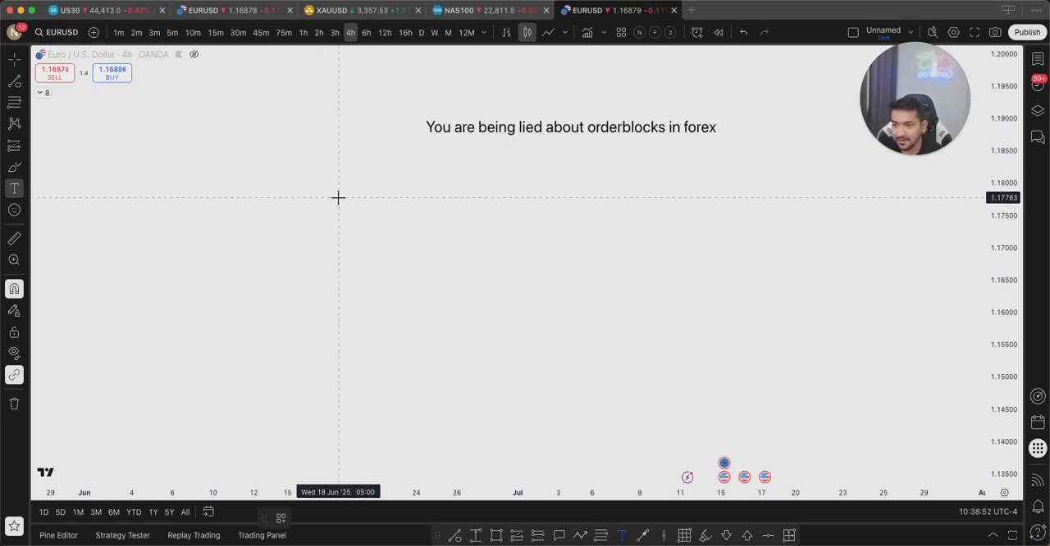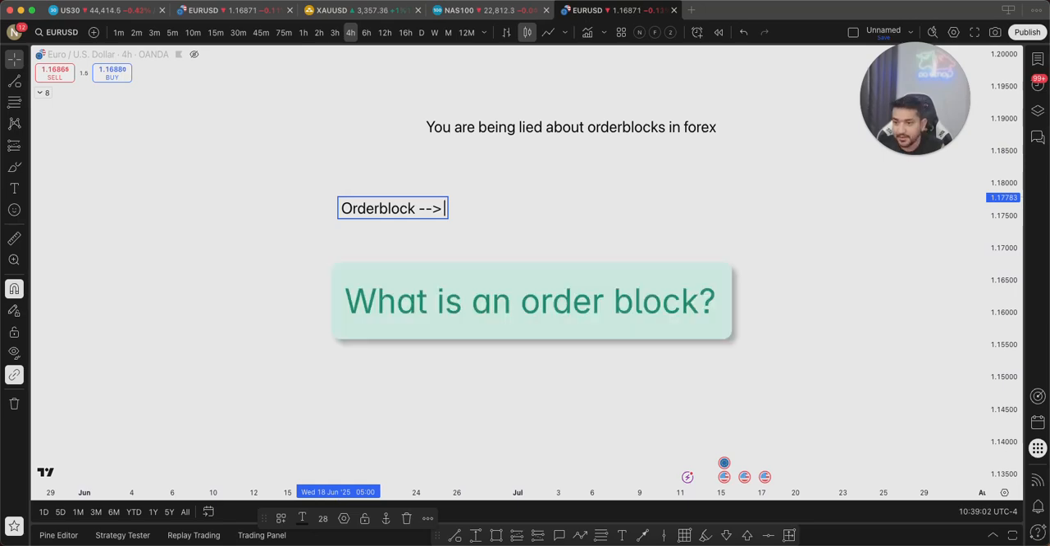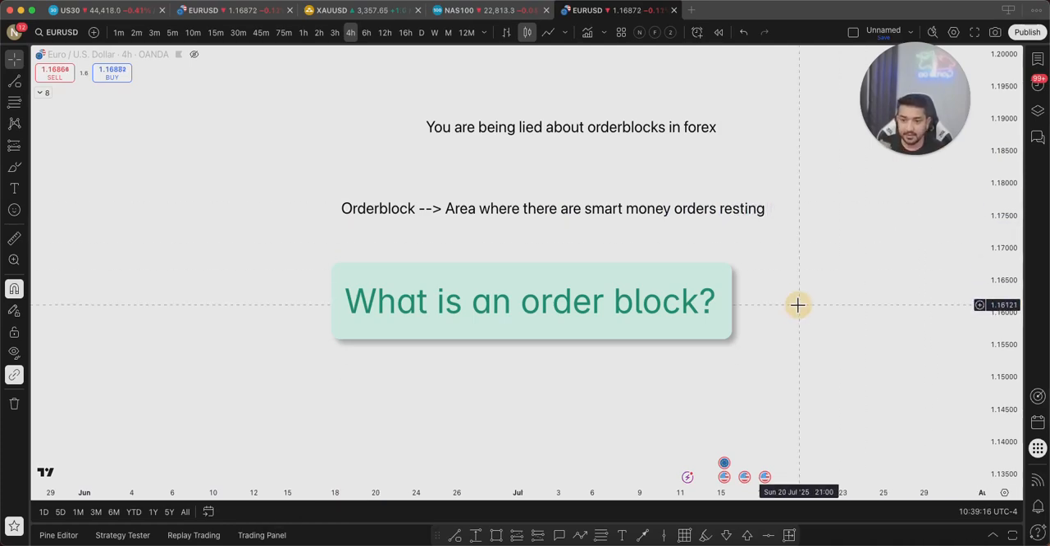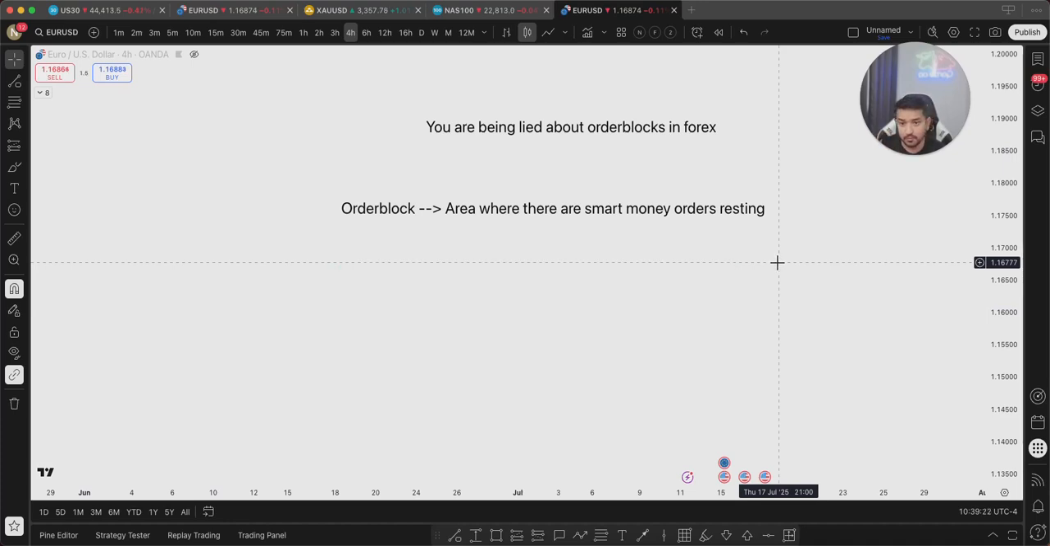Before that, let me try to explain what an order block is. Order block, based on how we are taught on the internet, is the area where there are smart money orders resting, right? And then we think that price would go towards that order block, and then we would enter at that order block, and then price would move towards us.